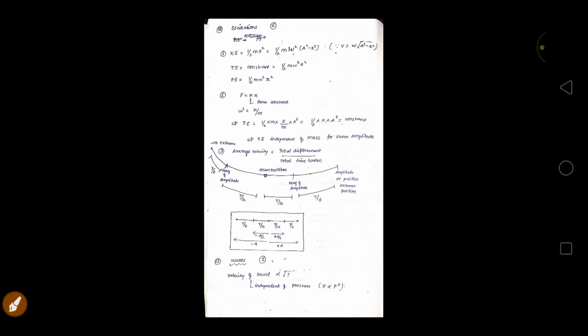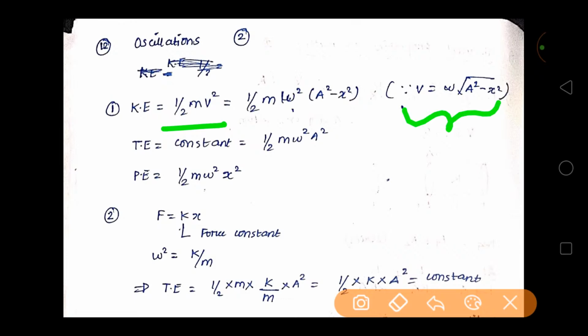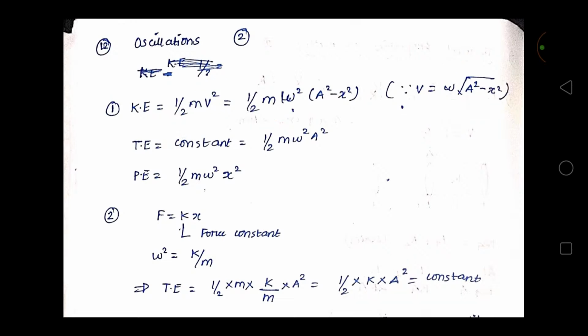Next, oscillations. Two questions. We know that kinetic energy is equal to half mv square, and in oscillations you should know this formula very well: v is equal to omega root of a square minus x square. Omega means angular velocity, or you can say angular frequency. A means amplitude, x means position at some time t. So use this formula: half m into v square, which is omega square into a square minus x square.